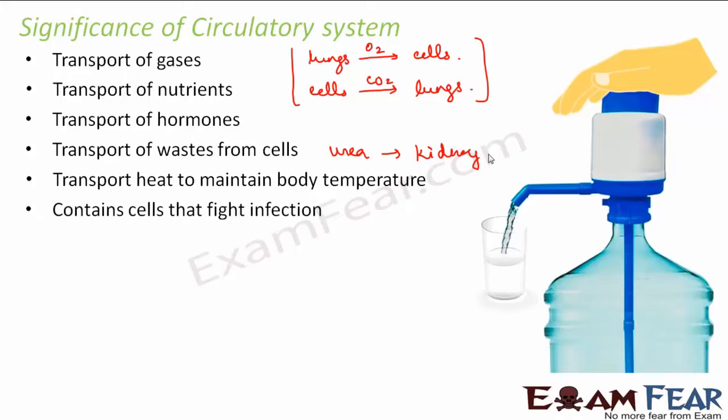Contains cells that fight infection. Now the component of this circulatory system, that is blood, contains a component called white blood cells, which help to fight infection. So white blood cells present in the blood are a kind of soldier to our body. That means it helps to fight infection, and it builds the immunity of the body against diseases. So these are some of the significance of the circulatory system.